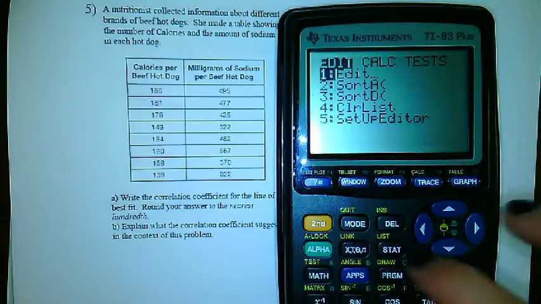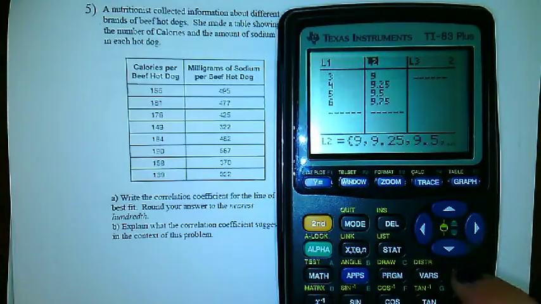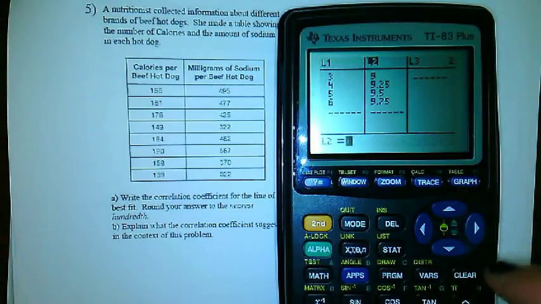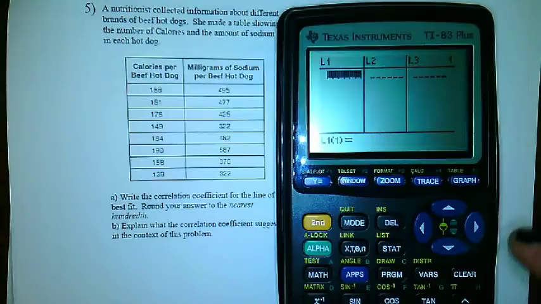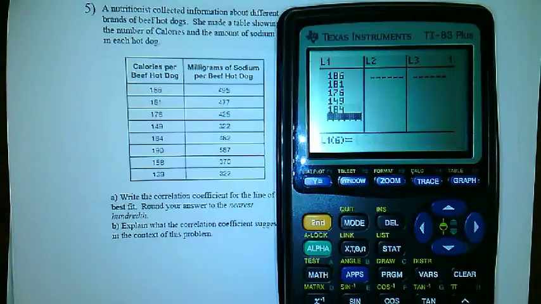Okay, so let's go to Stat Edit and go ahead and clear these. Remember, you go up to L2, press clear and enter. Go up to L1, clear, enter. Okay, so go ahead. This is 186. Normally I would pause it and do this for you guys, but just to make sure that you can see those numbers. I do apologize, they did come out not so great.